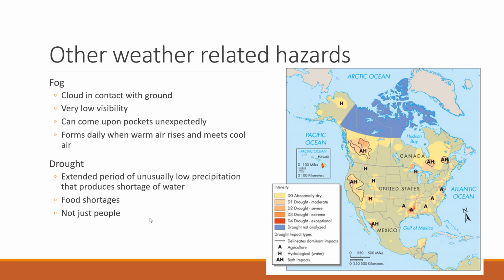Droughts are where we have extended periods of unusually low precipitation that then produces shortages of water. This leads to food shortages as well. This is not just going to impact people, it impacts the entire ecosystem. So droughts are a pretty big thing. So this map is showing us extents of droughts in various parts of the country.